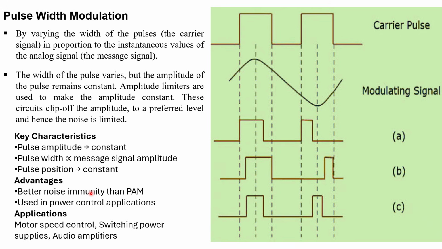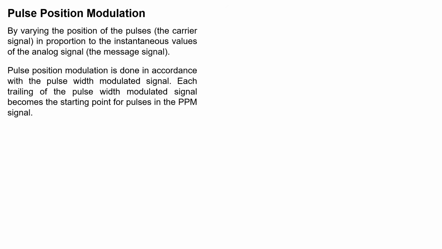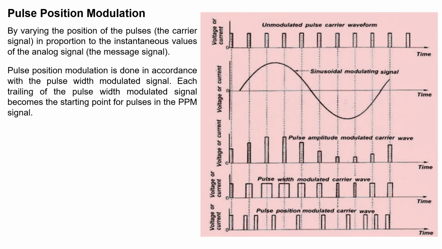So the advantage is better noise immunity compared to PAM, and the application is motor speed control, especially in BLDC, right? Similarly, we have PPM, that is pulse position modulation. Right here, you can see the last one, which belongs to PPM. So the position of your pulse train here.